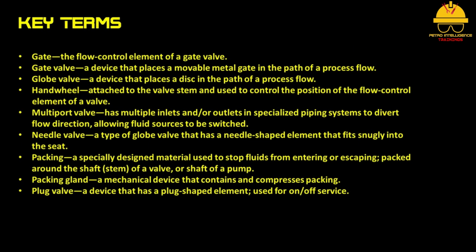Gate valve is a device that places a movable metal gate in the path of a process flow. Globe valve is a device that places a disc in the path of a process flow. Handwheel is attached to the valve stem and used to control the position of the flow control element of a valve. Multiport valve has multiple inlets and/or outlets in specialized piping systems to divert flow direction, allowing fluid sources to be switched. Needle valve is a type of globe valve that has a needle-shaped element that fits snugly into the seat.